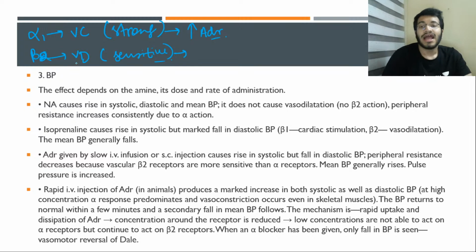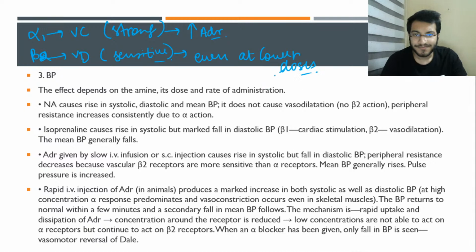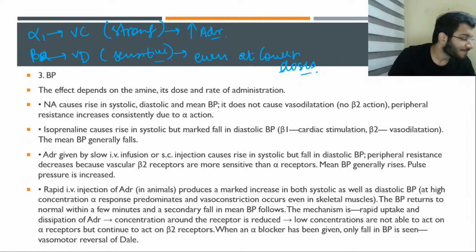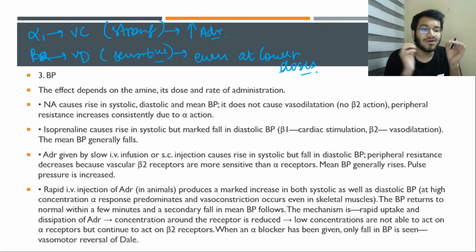This is beta 2, and beta 2 can be activated even at lower doses, right? अल्फा 1 के जो स्ट्रॉन्ग रिसेप्टर है वो बाहुबली है, वो अपने आगे बीटा 2 को देखने ही नहीं देंगे, इफेक्ट प्रोड्यूस करने ही नहीं देंगे. अल्फा 1 का जो इफेक्ट है, that will be masking the beta 2 actions, राइट? If alpha 1 is activated, तो किसी का भी कोई एक्शन प्रोड्यूस नहीं होगा, सिर्फ अल्फा 1 अपना एक्शन प्रोड्यूस करेगा, that is vasoconstriction and it will raise BP, right.